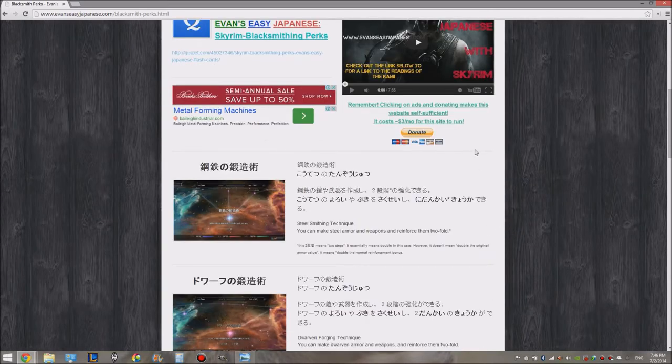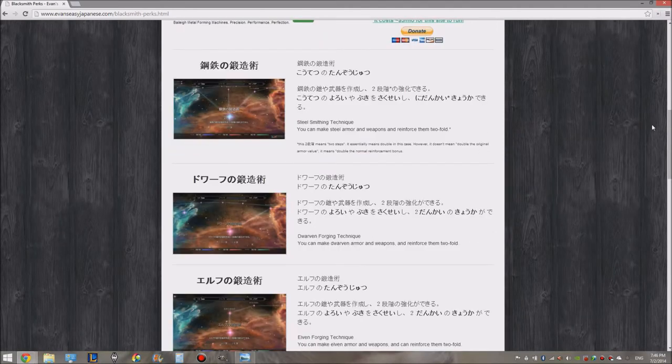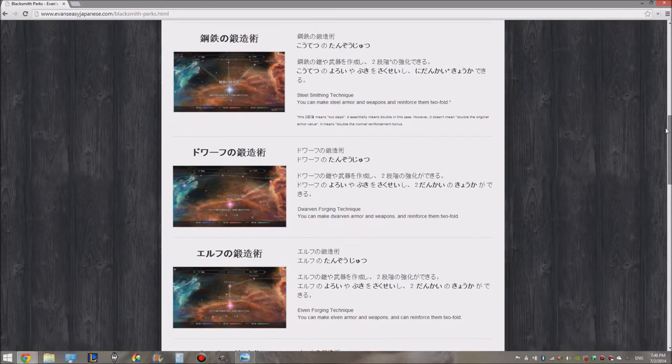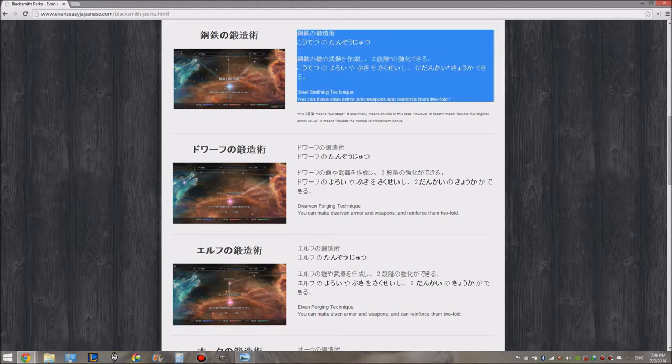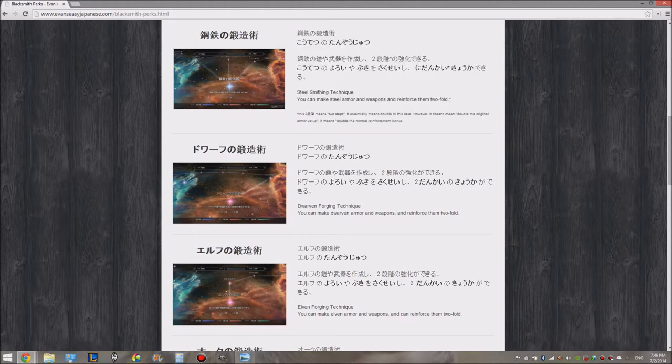All right, let's go ahead and look at these exciting mega ultra perks for your Skyrim game. Kotetsu no Tanzōjutsu. Remember this pattern? Let's all remember this because it's gonna come up a bajillion times. Kotetsu no Tanzōjutsu, Kotetsu steel, no Tanzōjutsu. We just did those in the Quizlet. This is forging techniques of steel. So the steel forging techniques, steel smithing technique, same thing essentially.